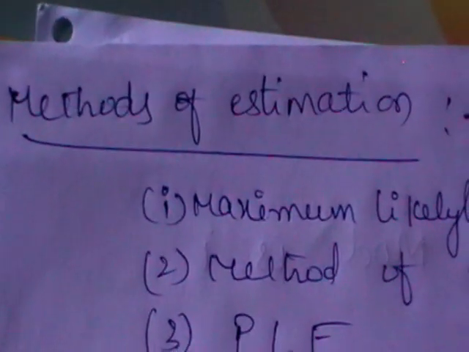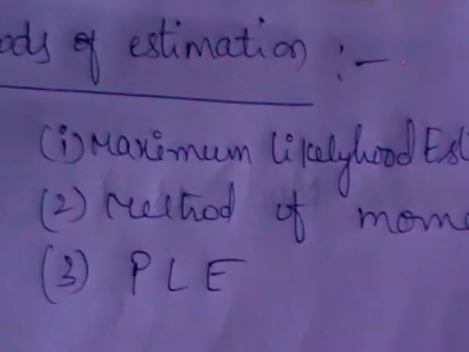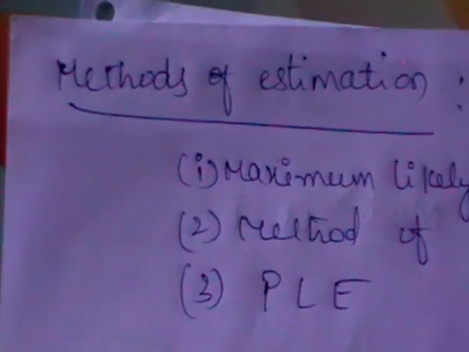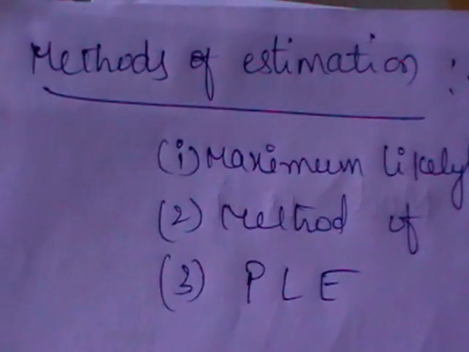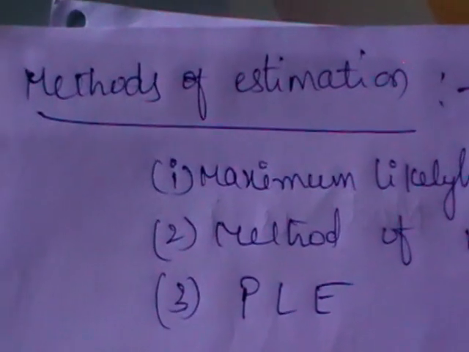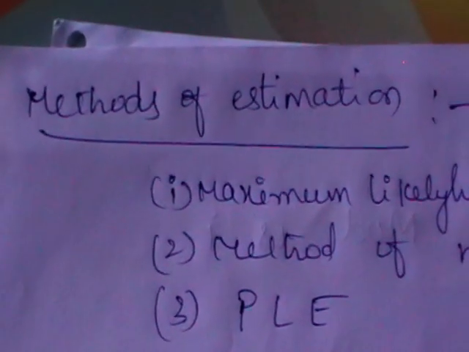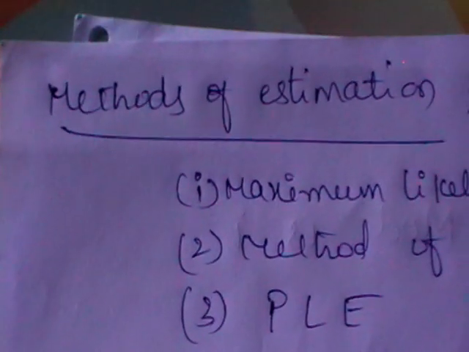We have discussed the criteria of a good estimator. What are the criteria for a good estimator? It should be unbiased, consistent, efficient and sufficient. We have done many problems on unbiasedness, efficiency and consistency. Sufficiency, I'll give you the definitions. The problems are not that important.